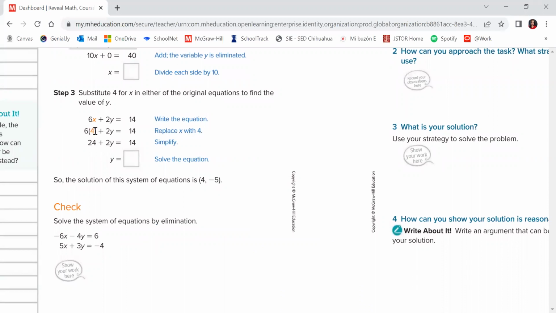Instead of x, we put the 4. So 6 times 4 is 24. And plus 2y, it's equal to 14. We subtract 24 from both sides. So we end up with 2y, it's equal to -10. When we divide by 2, we end up finding out that y is equal to -5. So my solution to the system of equations would be 4, -5. Go ahead and pause the video so you can do the check.